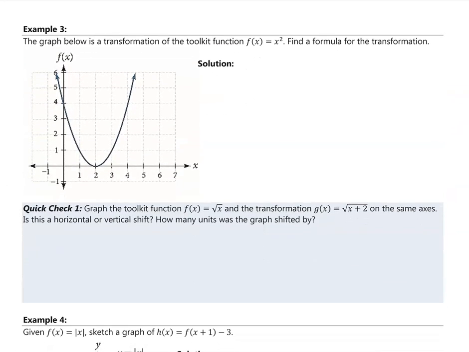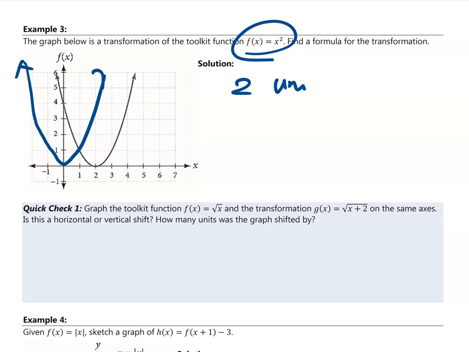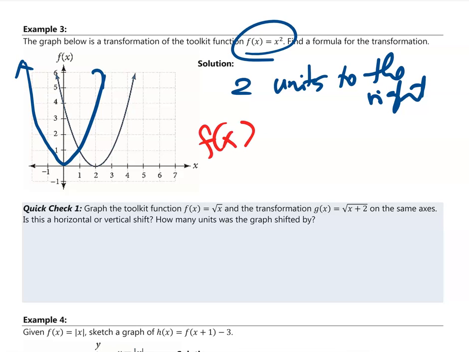Example number 3, the graph below is a transformation of the toolkit function f of x equal to x squared. Find a formula for the transformation. So a parabola for f of x equal to x squared is this. What happened here is it moved to the right 2. So f of x is equal to x minus 2 squared. That is 2 units to the right.